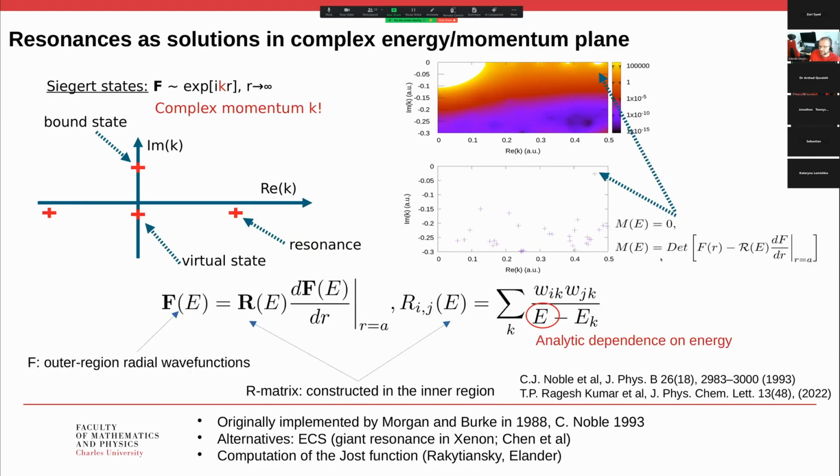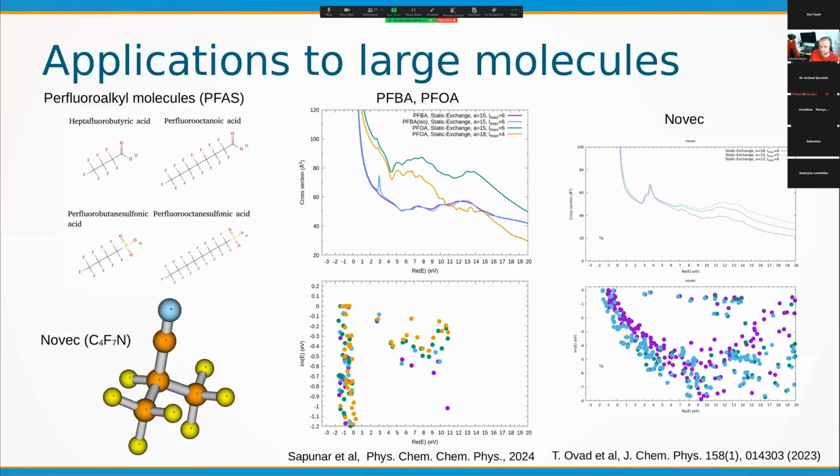We can find the resonances very efficiently using the R-matrix method, and we have recently implemented this into the code. So what have we applied this to recently? I would like to highlight this work on perfluoroalkyl substances and Novec, which were recently published. This is an example of a calculation of elastic cross-sections for PFBA and PFOA. It's not the full elastic cross-section, it's only the contribution of the lowest angular momenta of the electron, which is sensitive to formation of resonances.